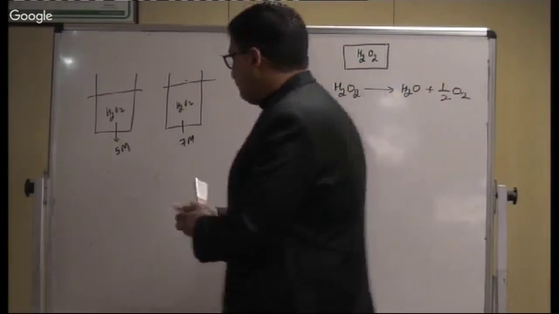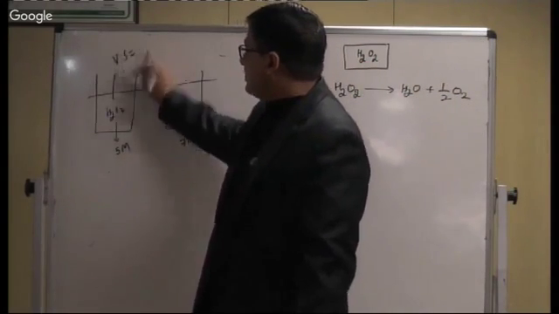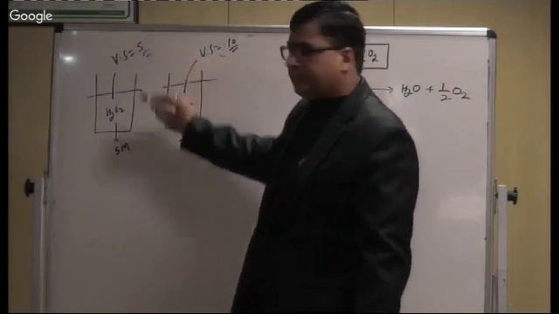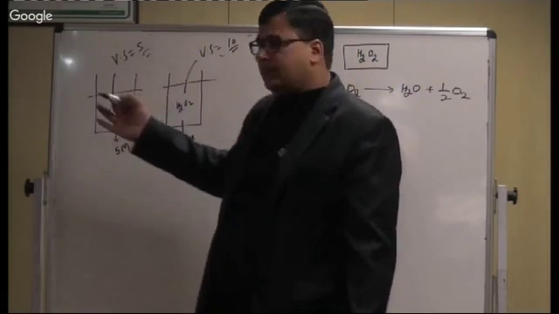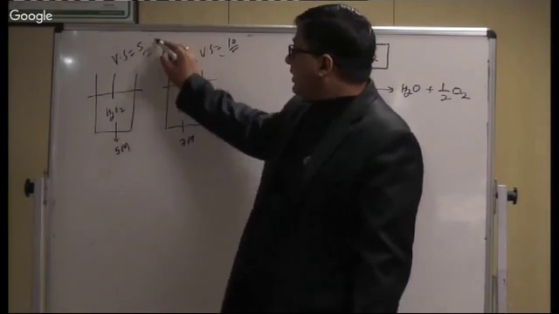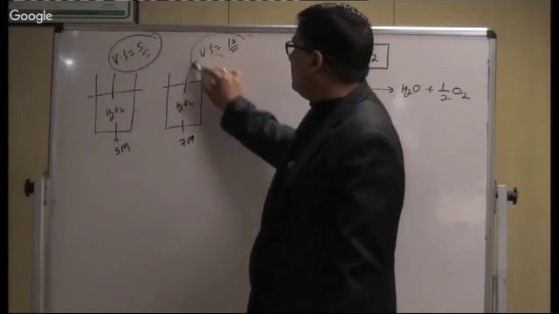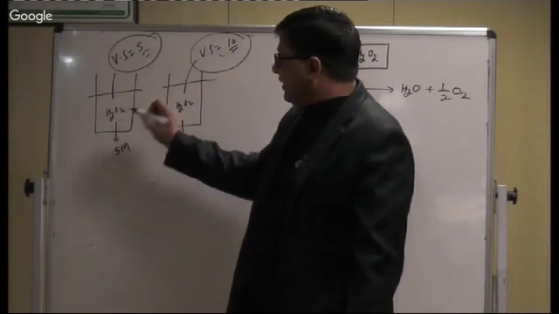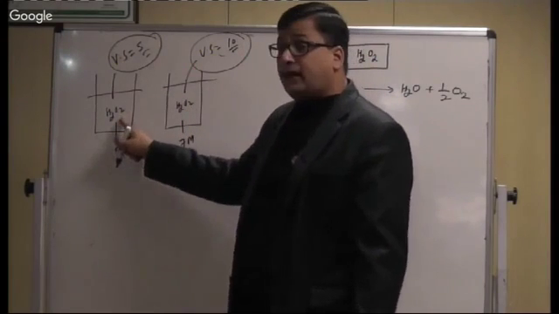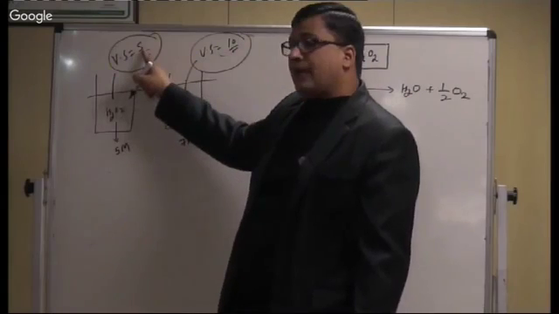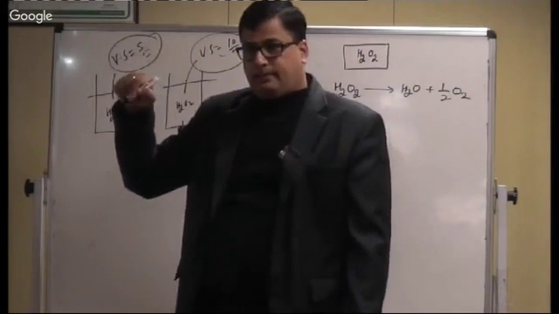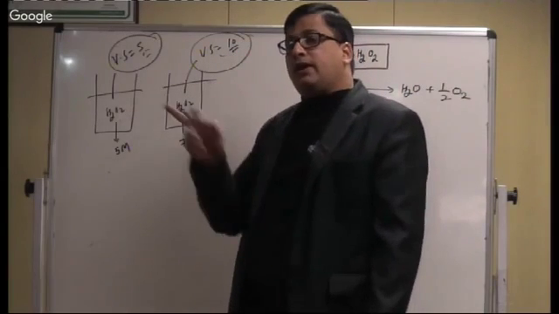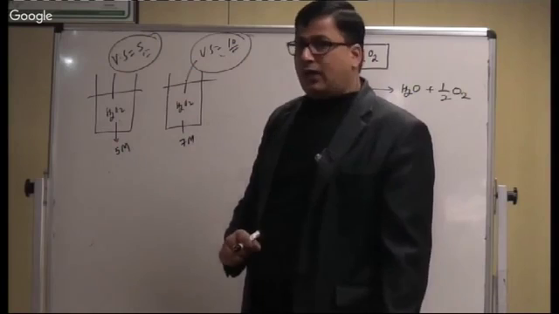What does volume strength say? If I write that the volume strength of this H2O2 is 5 and the volume strength of this H2O2 is 10. Now what does it mean, 5? It means that if you take 1 ml of this solution, it will give 5 ml of oxygen at STP. And the volume strength of this H2O2 is 10. That means if you take 1 ml of this solution, it will give 10 ml of oxygen at STP. So how do you define volume strength?